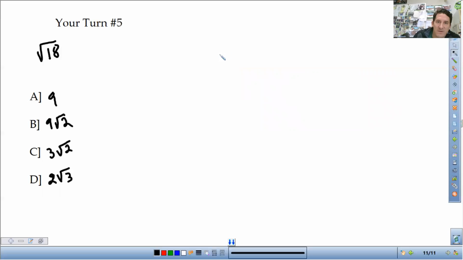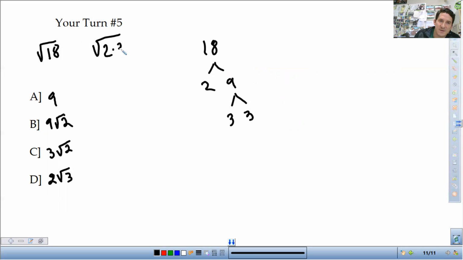Last one, square root of 18. So this is an easier one. So 2 and 9, and then 3 and 3. Put those in. So 2 times 3 times 3. Look for pairs. So there's a pair of 3s. One on the outside, cross them out. So it's 3 root 2. What's left?